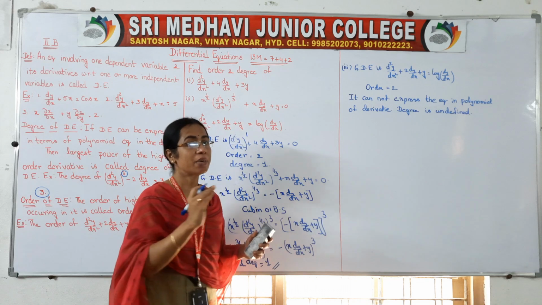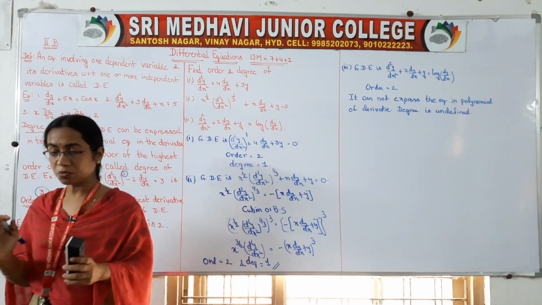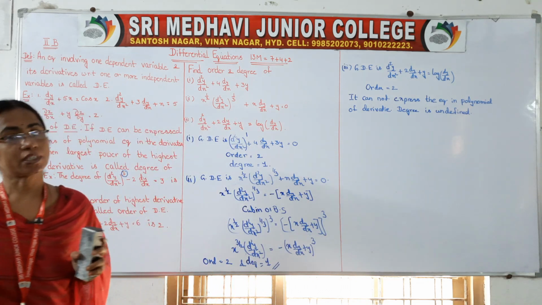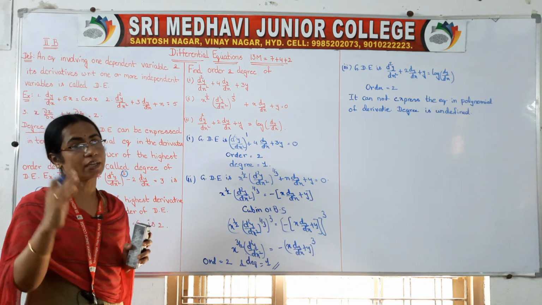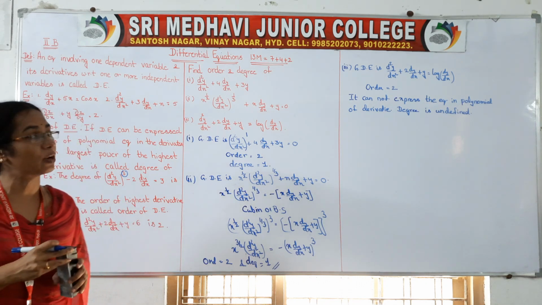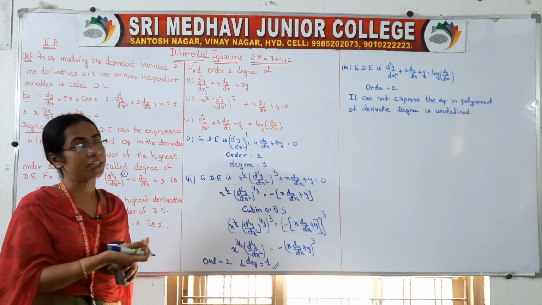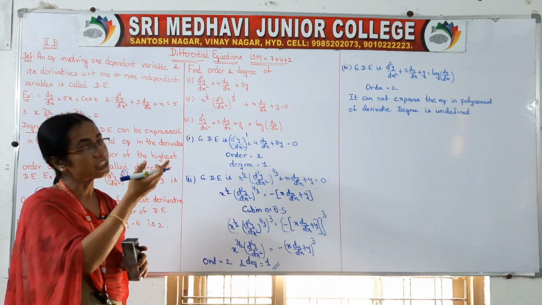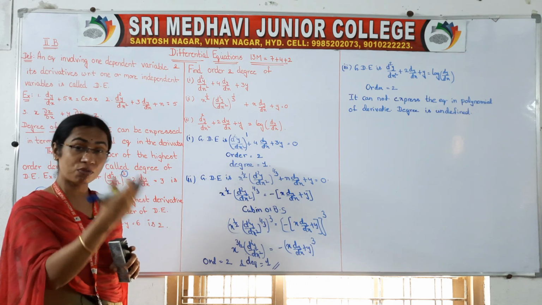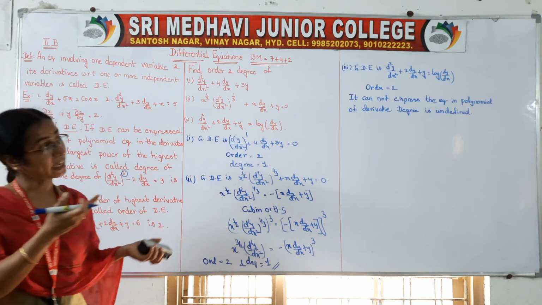Clear? Derivative terms, dy by dx terms, should have simple powers, like 2, 3, 5, 10. Then we can say that it is a polynomial equation in terms of derivatives. So it is not a polynomial equation in terms of derivatives. Why? Log of dy by dx. We cannot cancel that log.